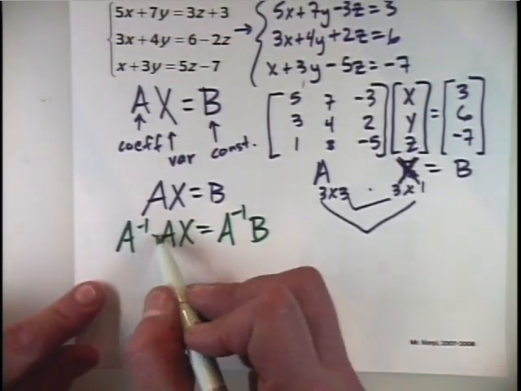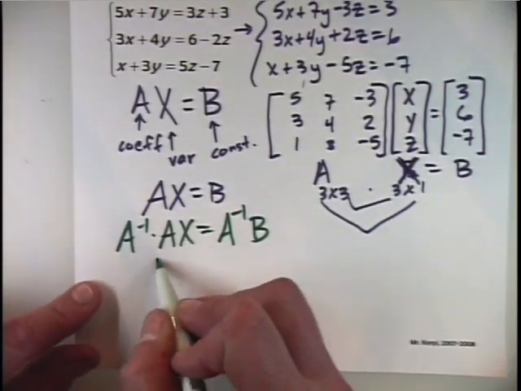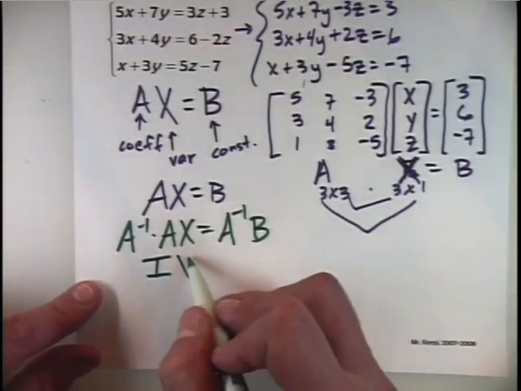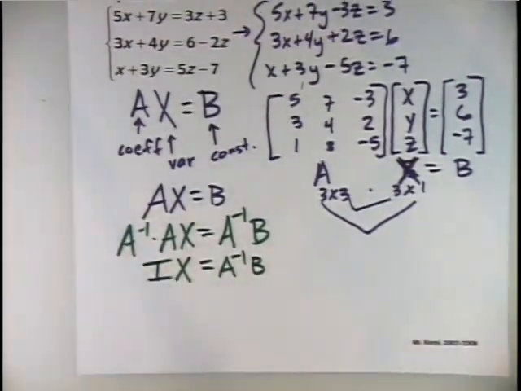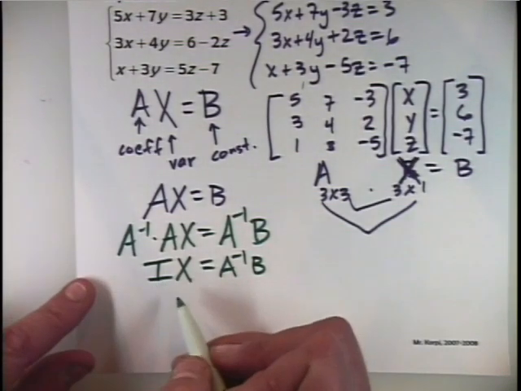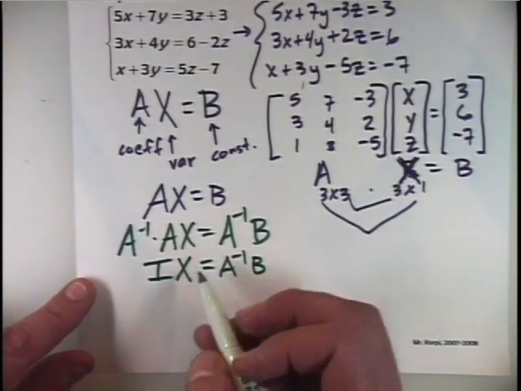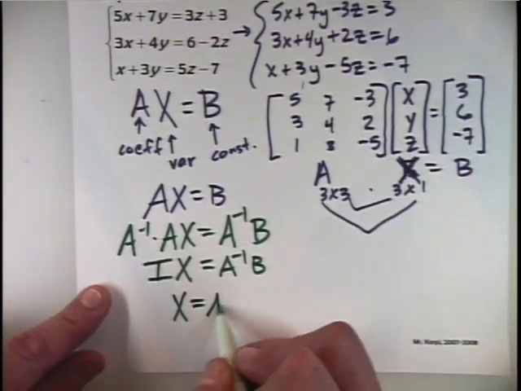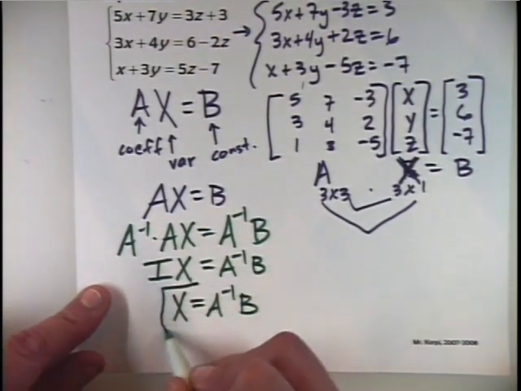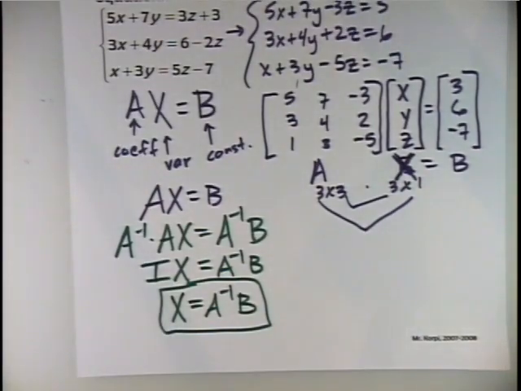Now, what is a inverse times a? Well, a inverse times a is the identity matrix. So I get the identity matrix times x is a inverse b. Well, what's the beauty of the identity matrix? The identity matrix times anything is just that thing itself. So I get x, my variable matrix, is equal to a inverse b. And that's something that our calculator can do.